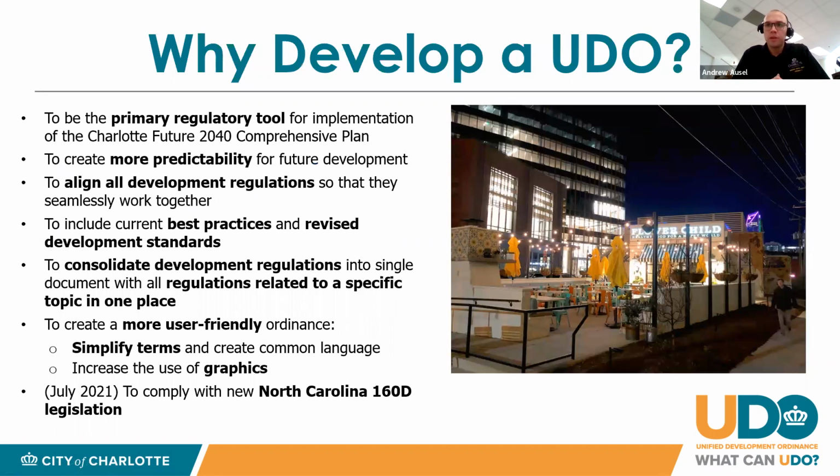Really quickly, we talk about this at every one of these virtual conversations. It's important to remember why we're doing this. The UDO will be the primary regulatory tool for the implementation of the Charlotte Future 2040 Comprehensive Plan. The UDO is going to do a lot of things, but among them are creating more predictability for future development so folks know what's in the development standards and what's allowed and entitled, aligning development regulations so they work together, and simplifying terms and using more graphics.